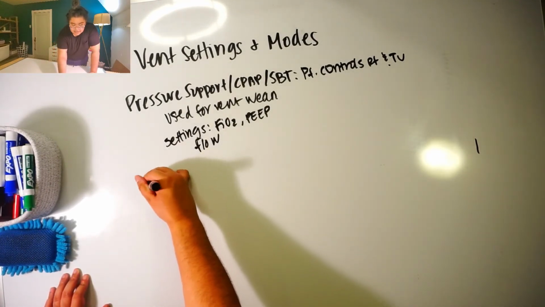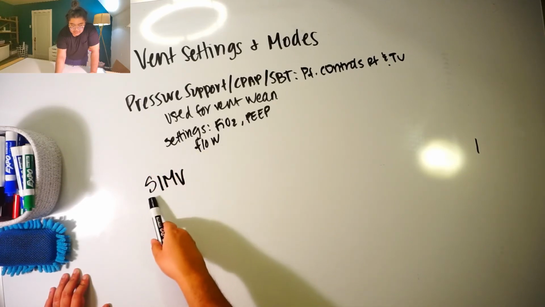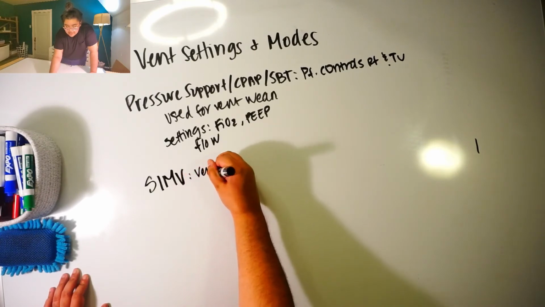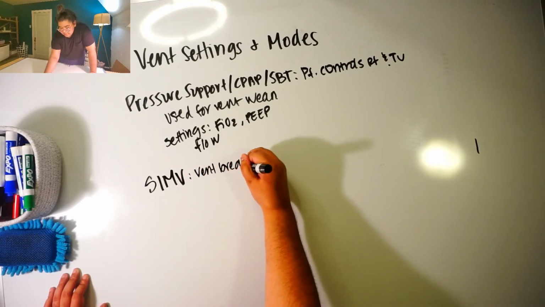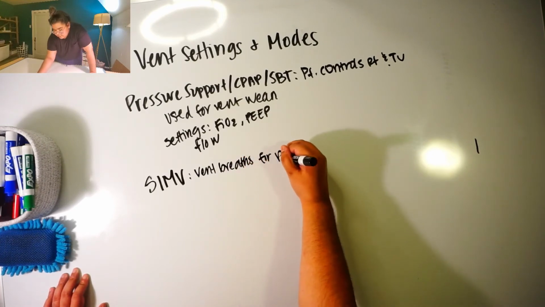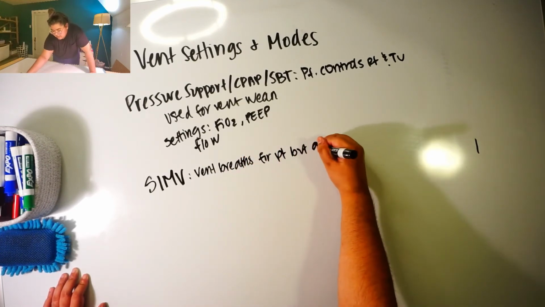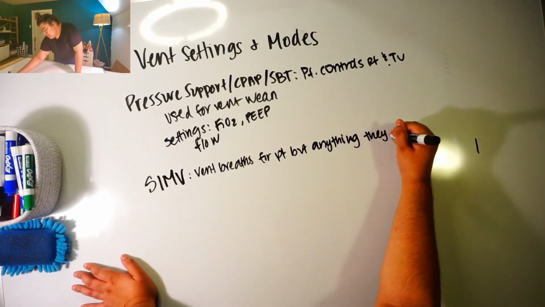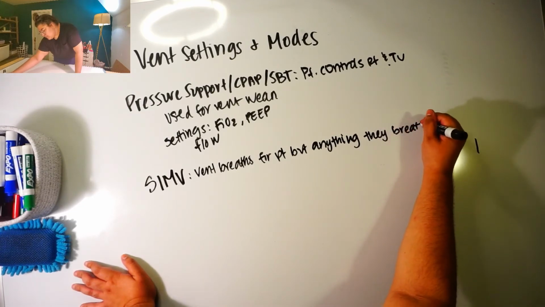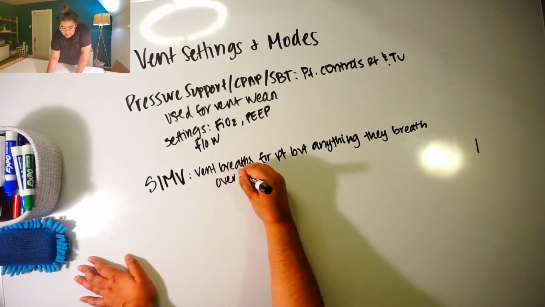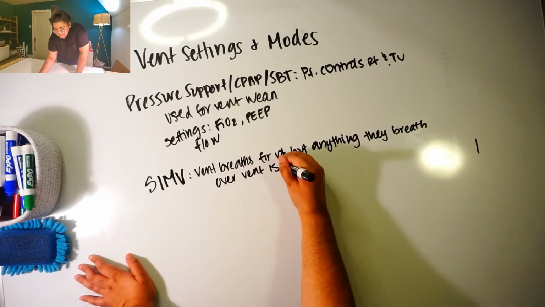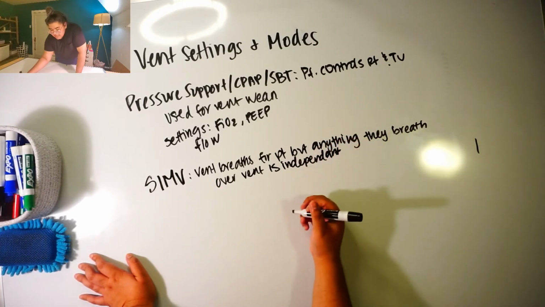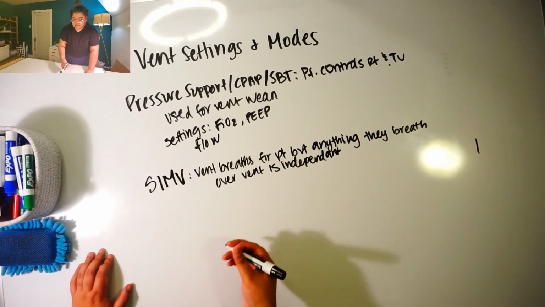CPAP, SBT. The last mode I want to talk about is SIMV, which is synchronized intermittent mechanical ventilation. So basically with this, the vent is going to breathe for the patient, but anything they breathe over the vent is independent. So it's kind of like a mix between pressure support and assist control.